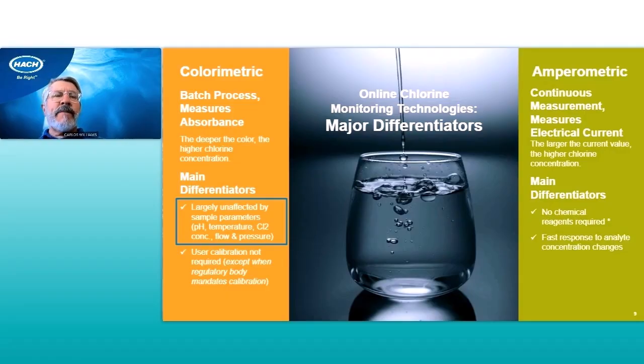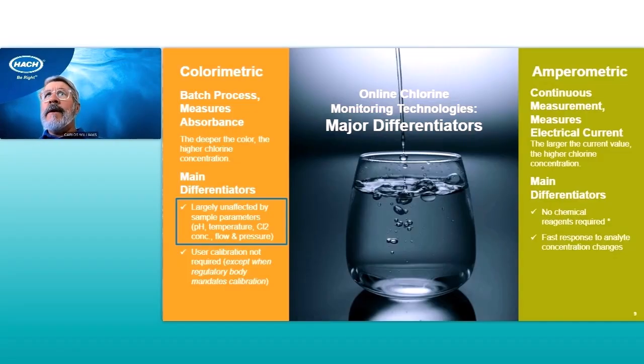pH is not affected because there's a buffer that keeps the sample at the proper pH for the color reaction to happen. The colorimetric analyzer also does not require calibration. So I have a statement or a caveat right there. The technology does not require calibration.